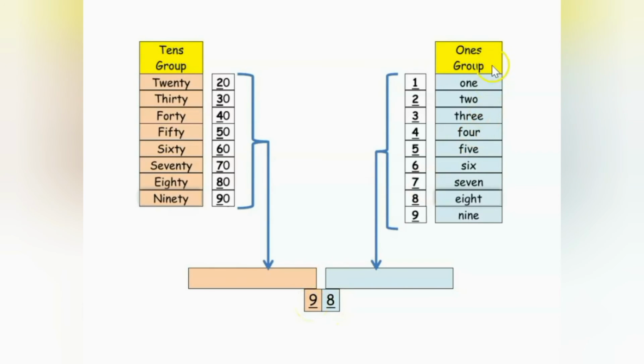8, 9. Ones group: 1, 2, 3, 4, 5, 6, 7, 8. Tens group: 2, 3, 4, 5, 6, 7, 8, 9. Become 90. So the number is 98.